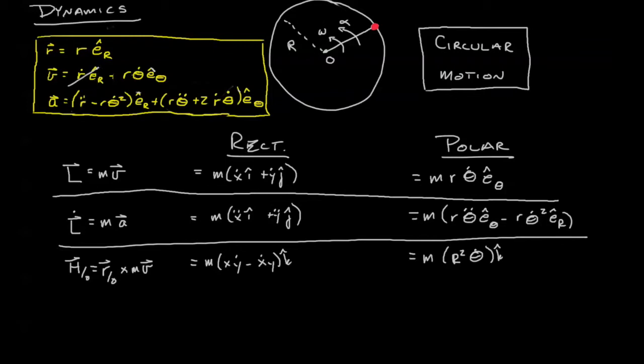So we have e_r crossed with e_theta. We know that goes in the k direction. We end up with r times r theta dot, r squared theta dot. And of course, there's an m in there.